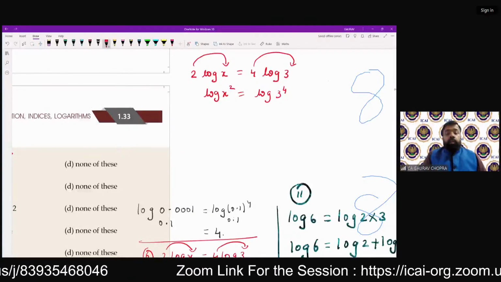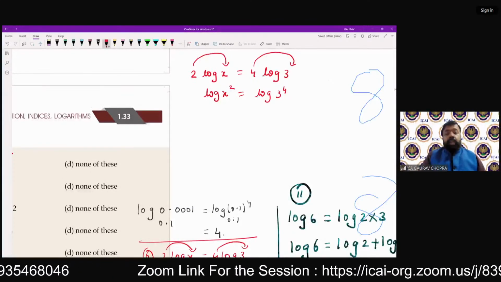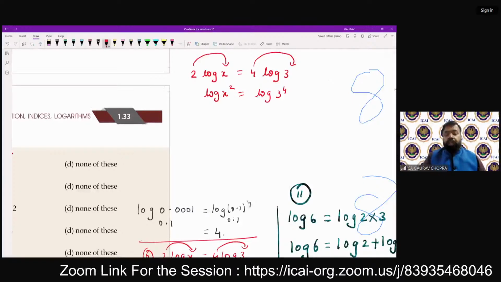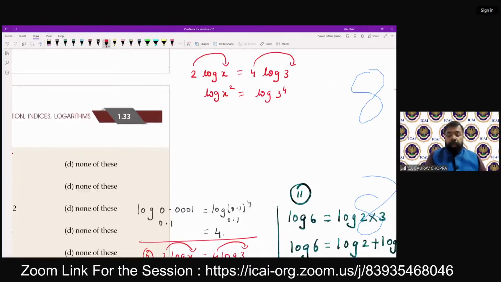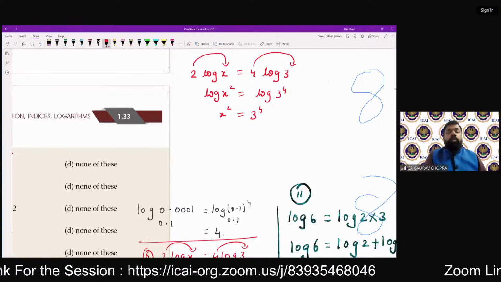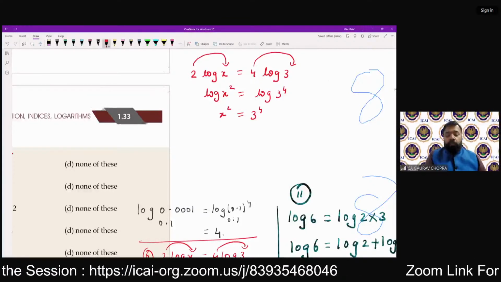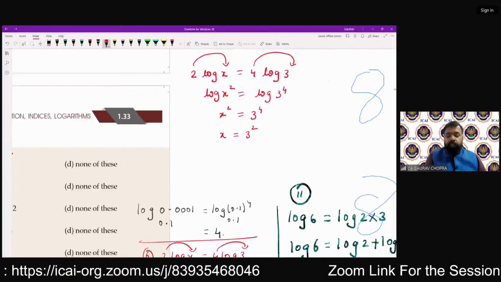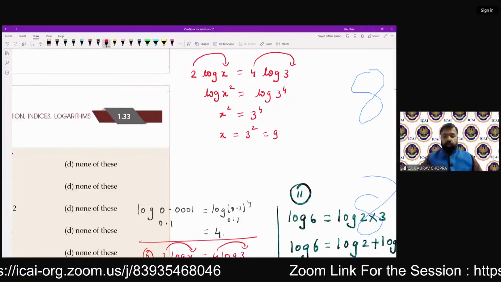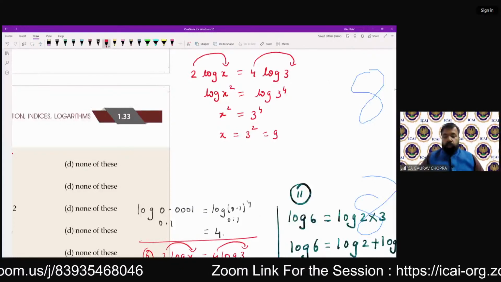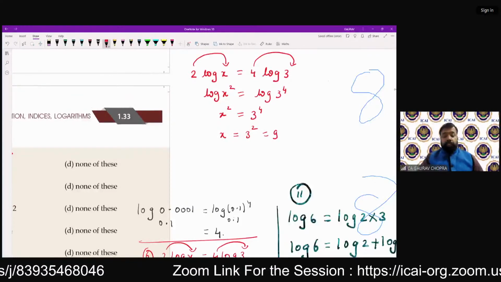4. Now on comparing both the sides, लेफ्ट हैंड साइड में क्या है? log of x square है, राइट हैंड साइड में log of 3 to the power of 4 है. So on comparing, x square is equal to 3 to the power of 4. So what will be the value of x? X will be 3 square, that is 9. तो ये आपका रिजल्ट हो गया, द वैल्यू ऑफ x.